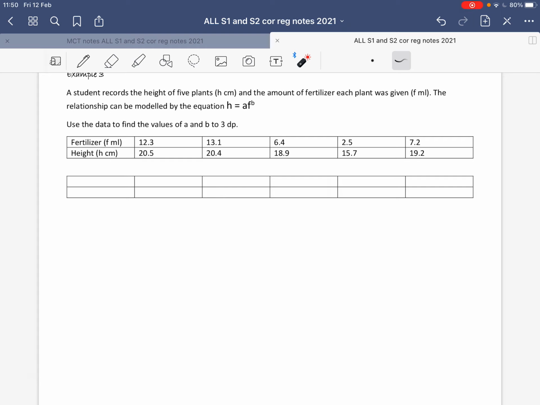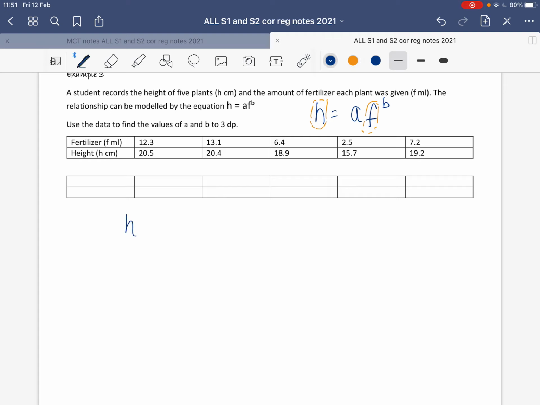A student records the height of 5 plants and the amount of fertiliser each plant was given. Okay, so explanatory variable and then response variable. The relationship can be modelled with h equals a f to the b. So f and h are our variables. A and b are our constants. Use the data to find values of a and b to 3 decimal places.